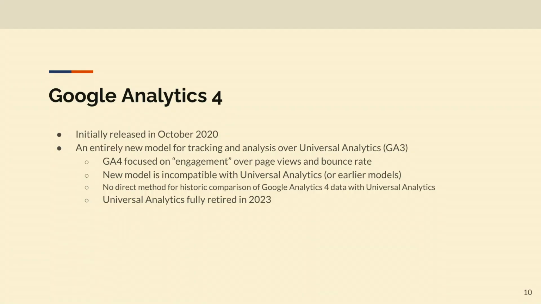So it was initially released October 2020. It's an entirely new model over Universal Analytics, which was GA3. It focuses on engagement over page views and bounce rates. It's more event-focused. It's entirely incompatible with Universal Analytics, so the concepts are different, the base data is different. You can't really do any direct one-to-one historic comparison between GA4 and Universal Analytics. And Universal Analytics was fully retired in 2023, whether you like it or not.